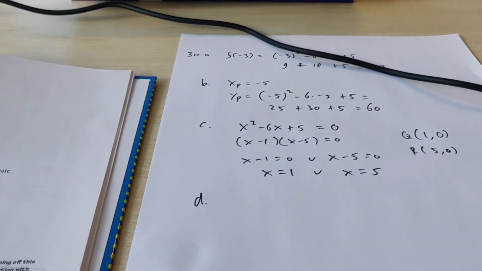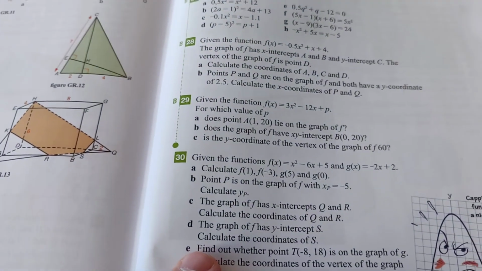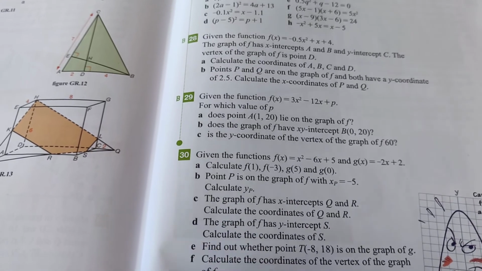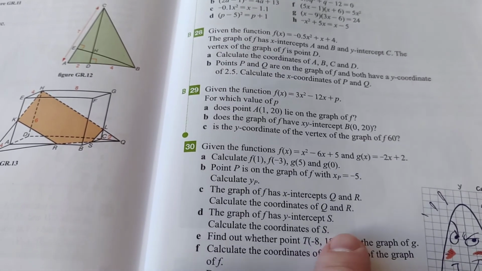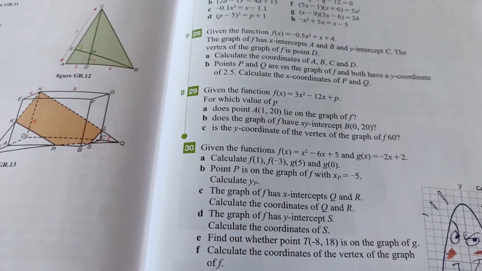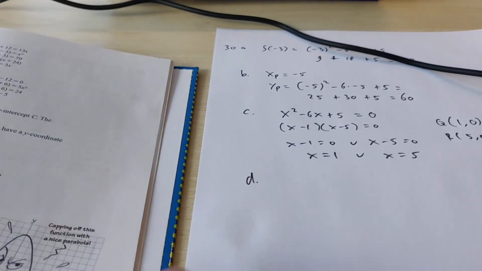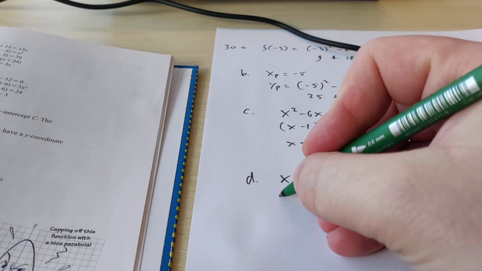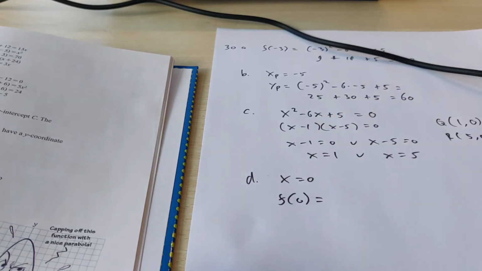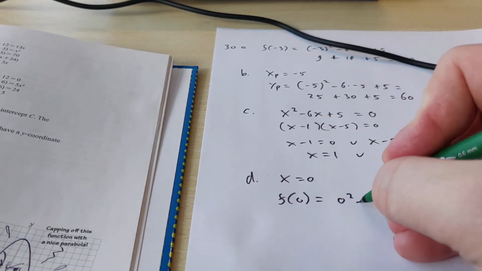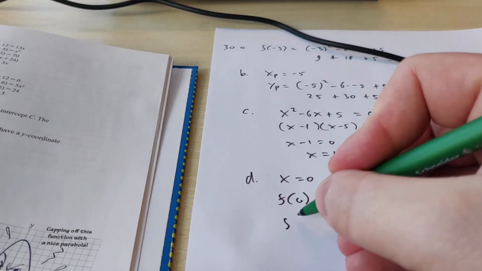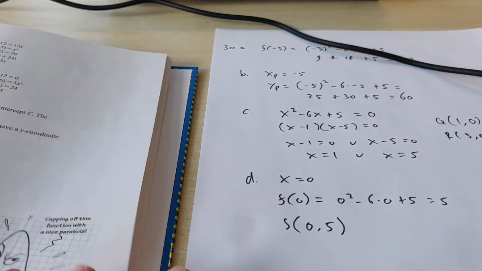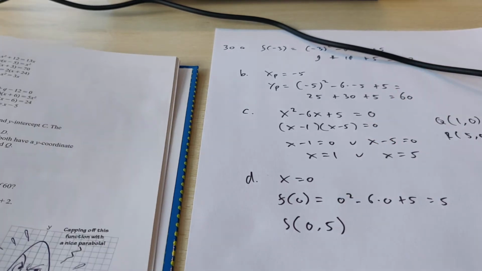Moving on to exercise D, so we're nearly halfway there. It says here the graph of f has y-intercept S. Calculate the coordinates of S. Well, this is the y-intercept, and for the y-intercept, the x is 0. So we know that x is 0, so we're going to fill in 0 into the formula. So you get 0² - 6 times 0 plus 5. Well, this is easy to calculate because it's just 5. So the coordinates for point S are (0, 5), and that's exercise D.